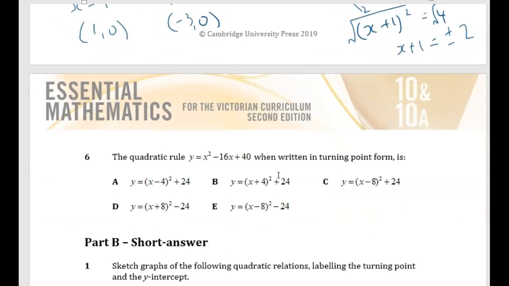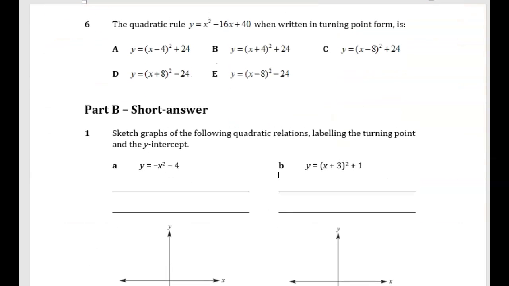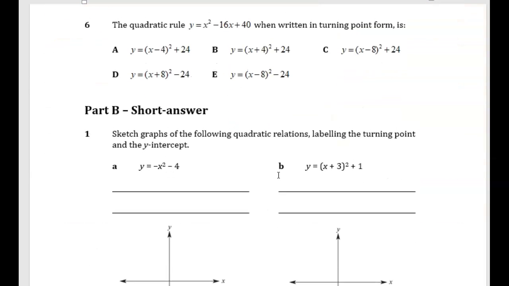Okay, moving on. Question 6, the quadratic rule y equals x squared minus 16x plus 40 when written in turning point form is. So you do need to complete the square to put it into turning point form. You can easily do that. Hopefully you've done it so many times now you're sick of it. So we take the coefficient of x, so negative 16, divide it by 2, square it, then we take it away.